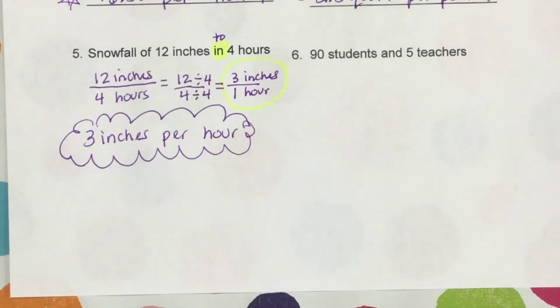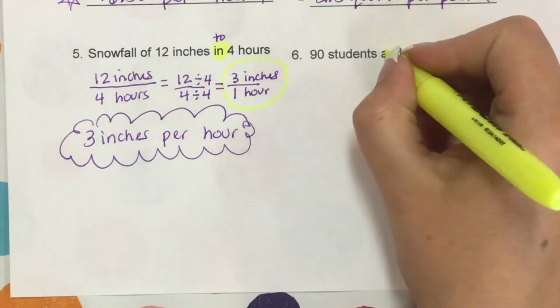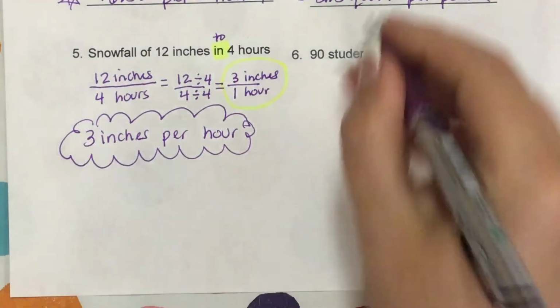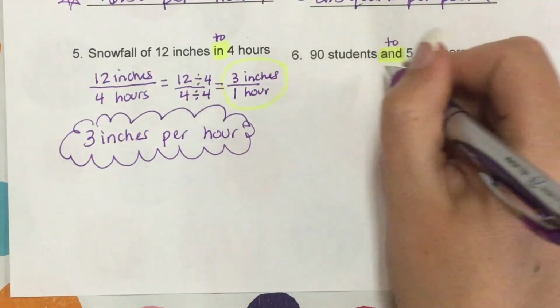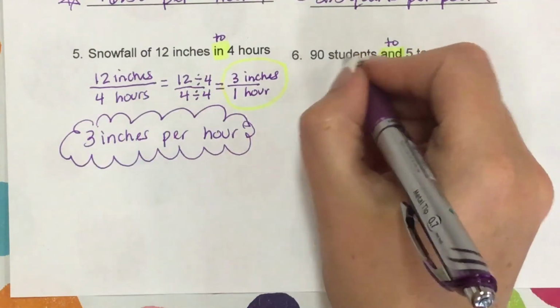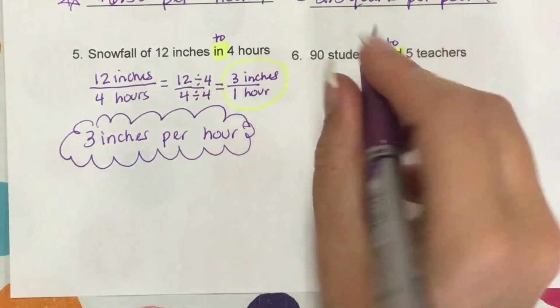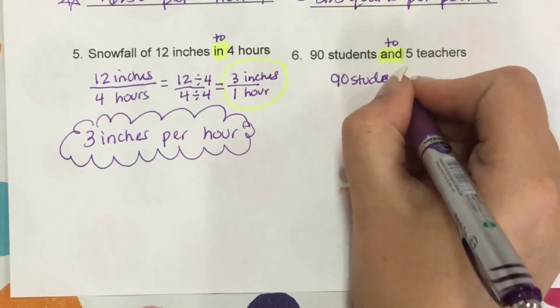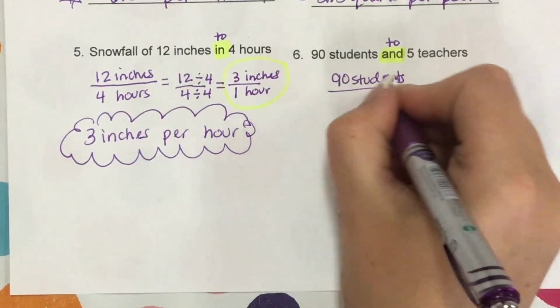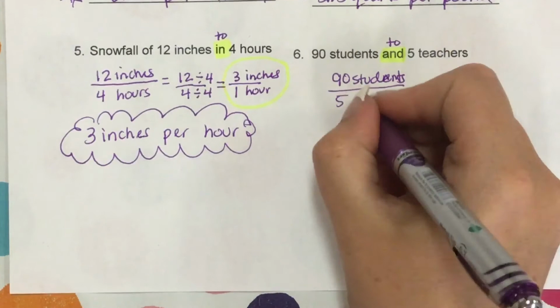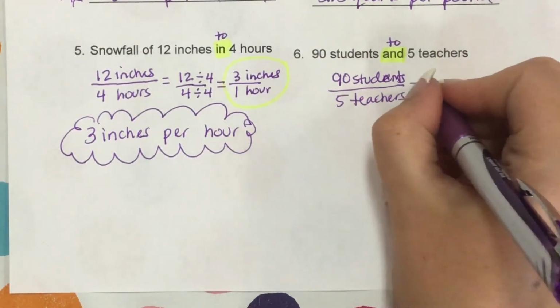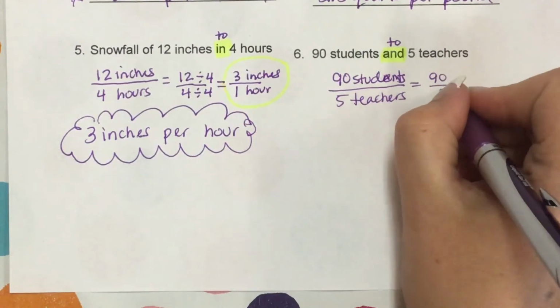All right, we're back. We have 90 students and 5 teachers. So now they're using the word and that's okay. That just means 2, okay? It's the same thing, 90 students to 5 teachers. So this goes on top of the fraction, 90 students, 2, that's where we do the division, 5 teachers. So this is the rate, and this equals 90 over 5.